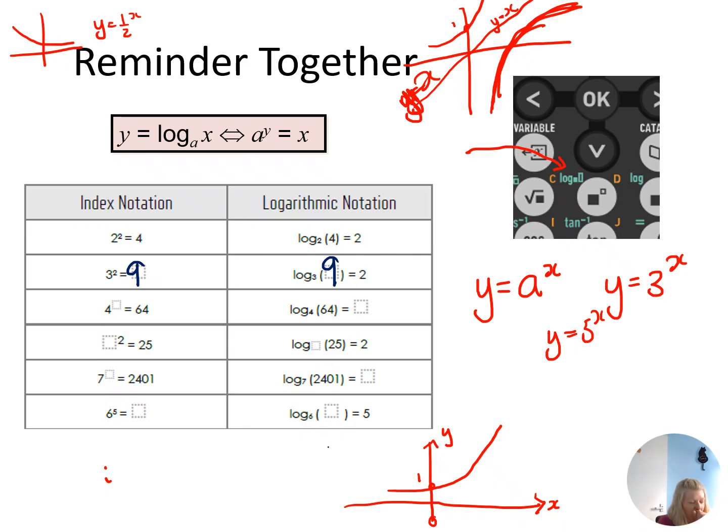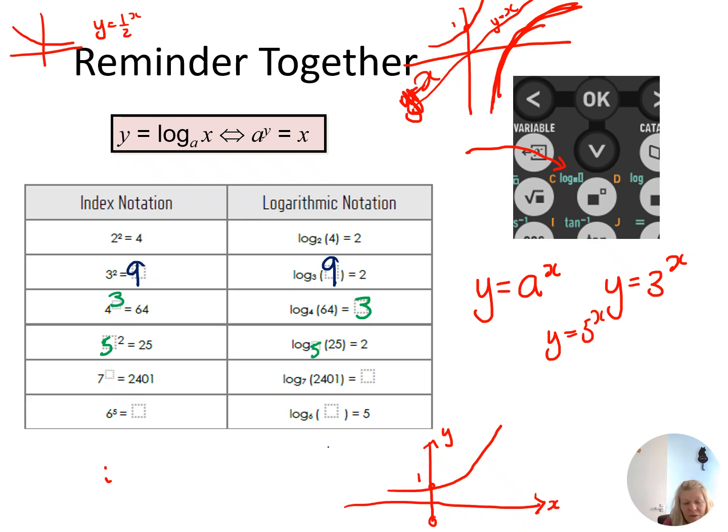I know that 4 to the power 1 would be 4. 4 to the power 2 would be 16. 4 to the power 3 would be 16 times 4, and that will give me 64. So log to the base 4 of 64 must be 3. I know that 5 squared is 25. That's impressed you. So that means that log to the base 5 of 25 will be 2.